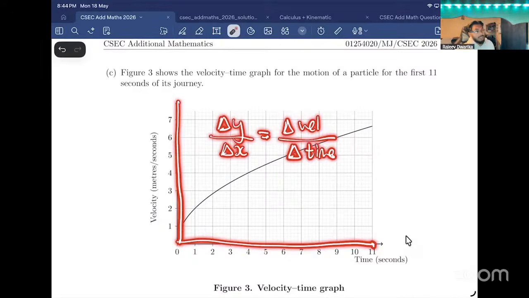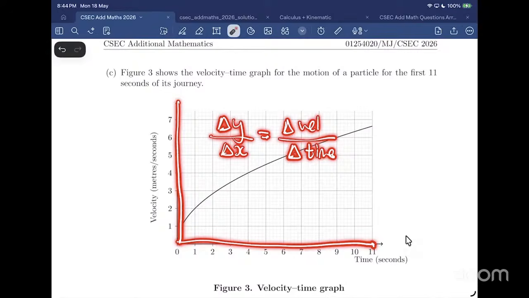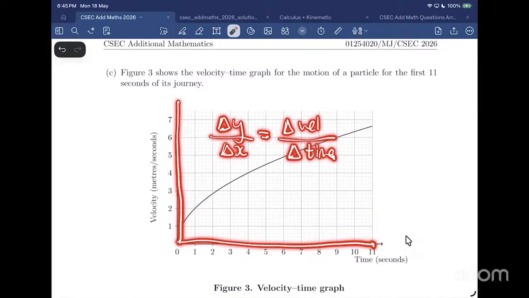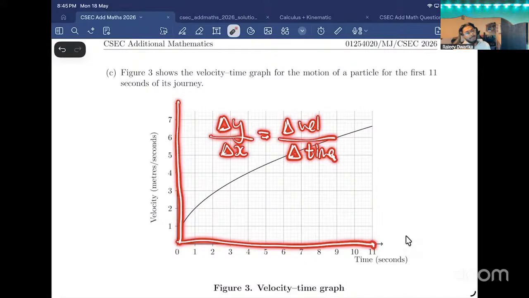By definition, the change in velocity over change in time is what? Acceleration. Correct. Gradient is a change in y over the change in x. On the y-axis it's velocity, so change in velocity, and on the x-axis we have time, change in time. So change in velocity over change in time literally gives us acceleration.